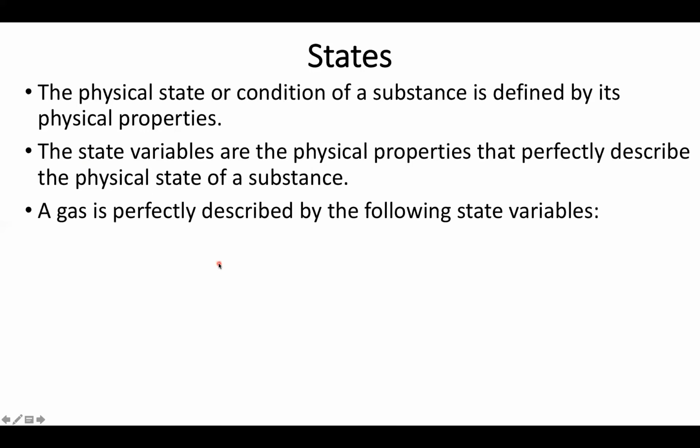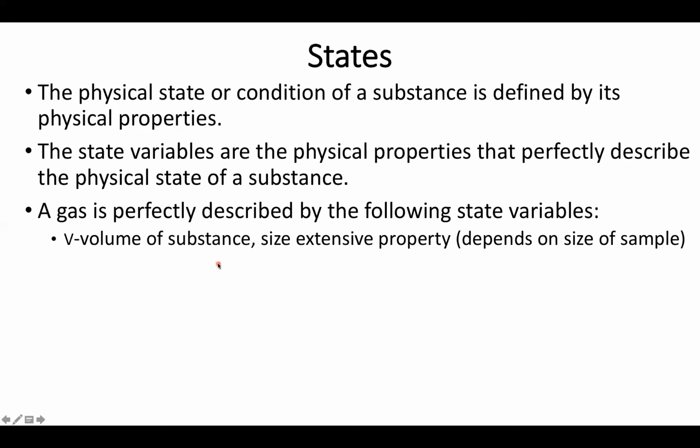So it turns out that a gas can be perfectly described by only using a small subset of our state variables, specifically our good old friend volume. So this is going to be, well, the physical volume occupied by the substance. I can measure this one manually. But it's worth noting that this is going to be a size extensive property, and that it depends upon the size of the sample. And this is important to note, is that the state of a material can indeed depend upon its size. So if I have two objects of identical composition but different size, they may not necessarily be in the same state.